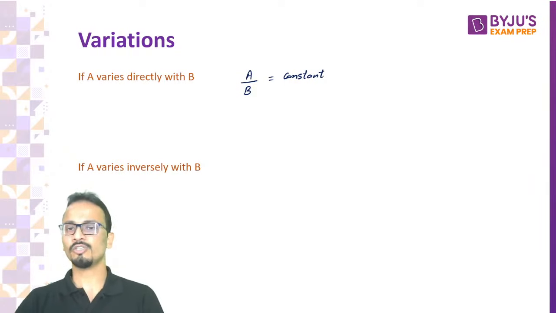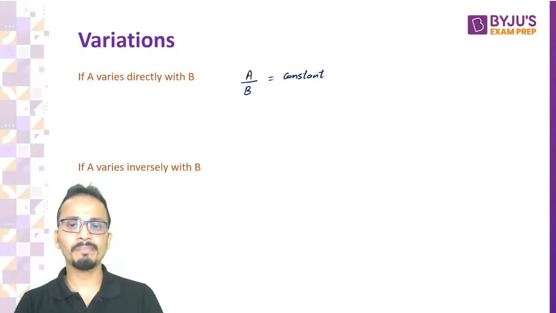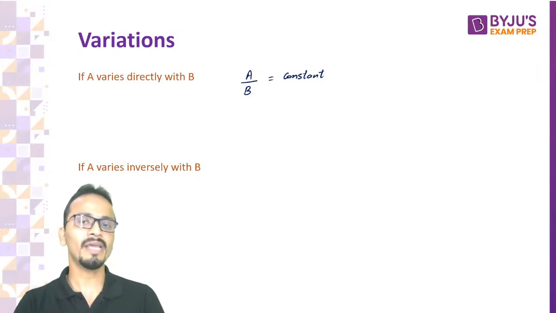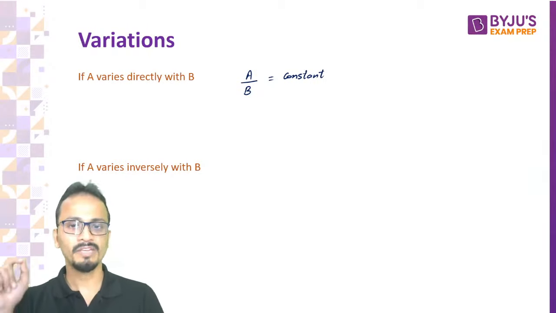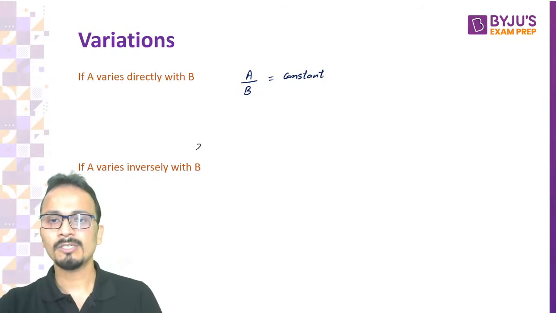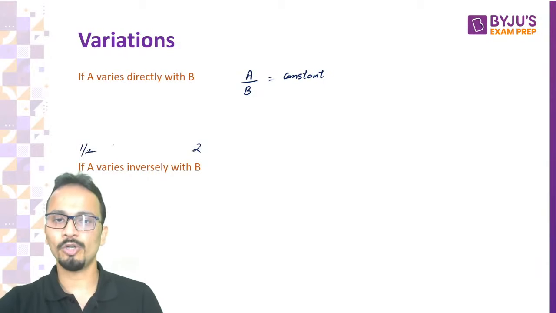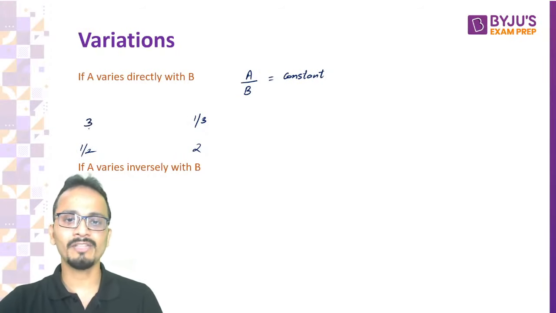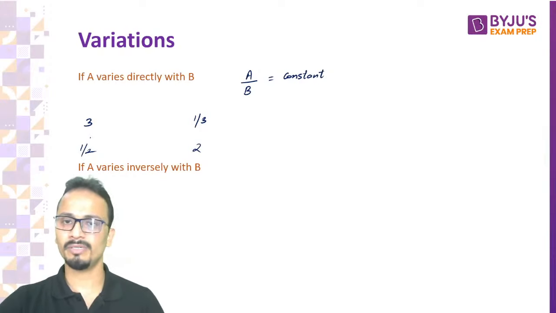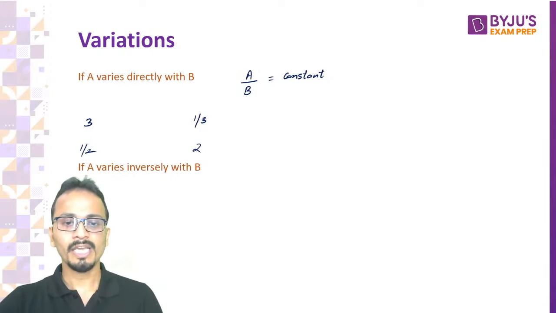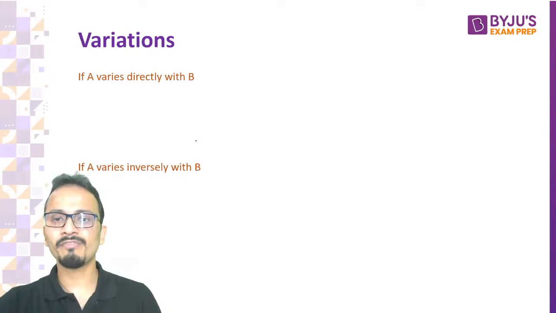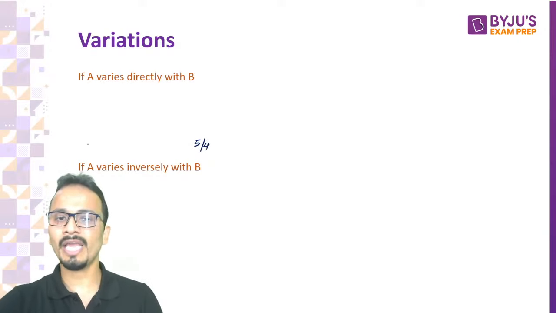That means if B is multiplied by 2, then A will be multiplied by 1 upon 2. If B is multiplied by 1 upon 3, that means if B becomes 1/3, then A will be multiplied by 3. That means A will be tripled. If B is multiplied by 5 upon 4, then A will be multiplied by 4 upon 5.